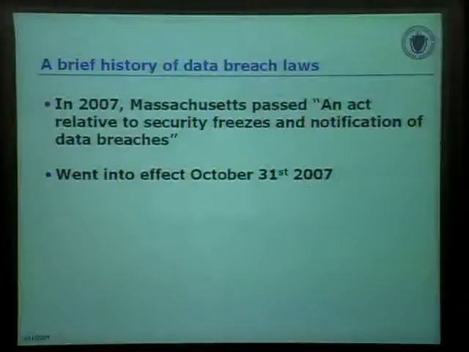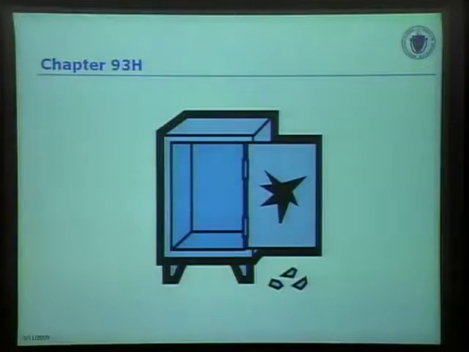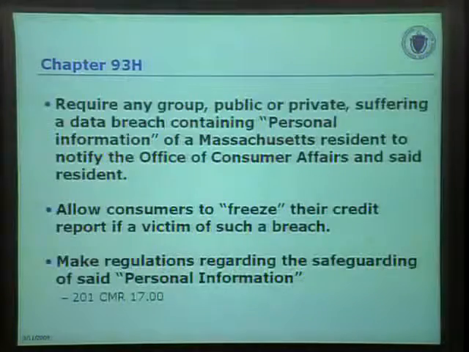Following this, Massachusetts, along with, I think, currently 43 other states between now and 2007, passed an act relative to security freezes and notification of data breaches. It went into effect October 31st, 2007, and that's called Chapter 93H. It's available on the mass.gov website if you're really interested in it, but we'll cover it briefly.